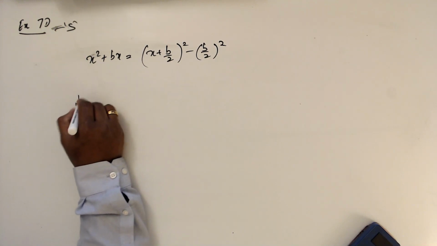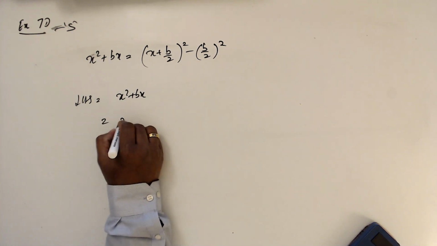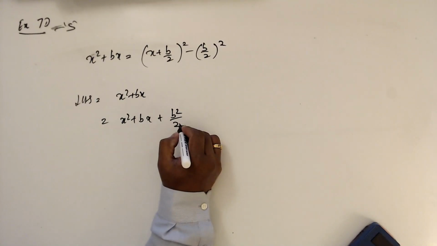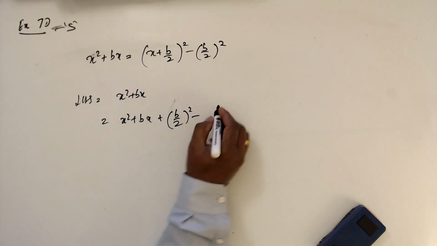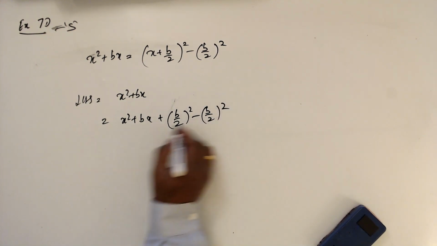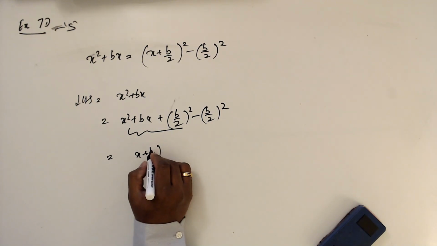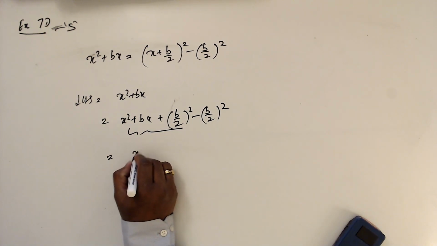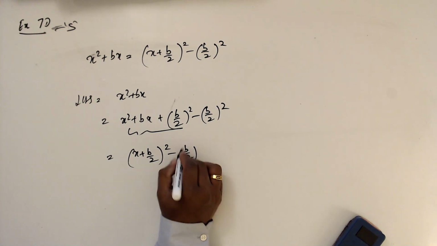Question number 5. We'll take this as the LHS: x squared plus bx. Then we add and subtract b squared over 4, that is b over 2 squared. So this will become x plus b over 2 squared minus b over 2 squared.